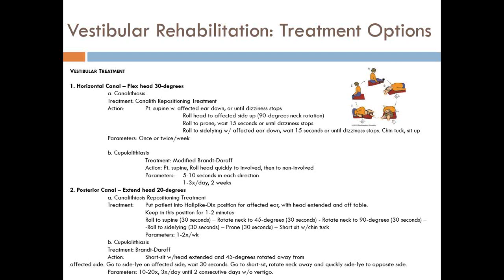Then you're rotating 90 degrees all the way so that the person is essentially looking all over their shoulder while lying down. And you're going to hold that for 30 seconds. Going to roll to side lying. So what you're seeing here is that the head movements precede the body movements. So we roll to supine, then we rotate our neck, for example, to the left. We rotate our neck further to the left, then we move the body to the left. Then we move the body all the way lying prone, and then we can help the patient sit up with a chin tuck.